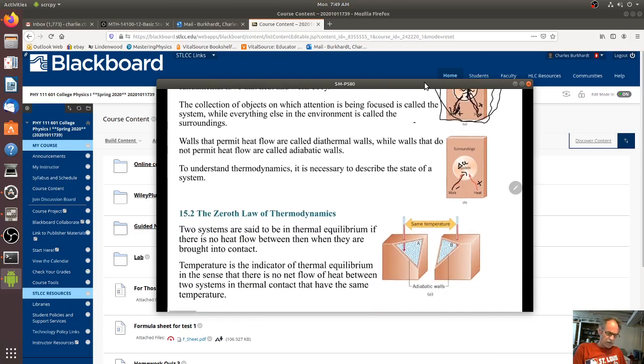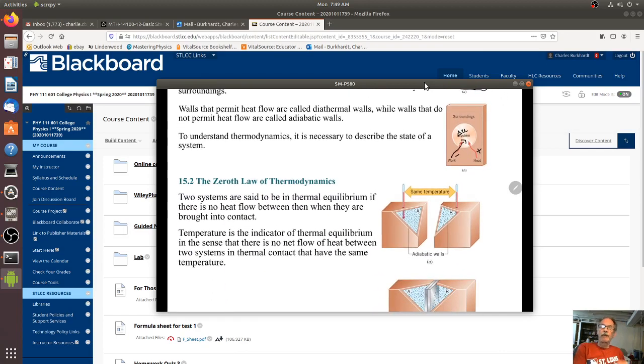Okay, so there's a set of laws in thermodynamics. And the zeroth law of thermodynamics is when two systems are at the same temperature, they're each in thermal equilibrium.